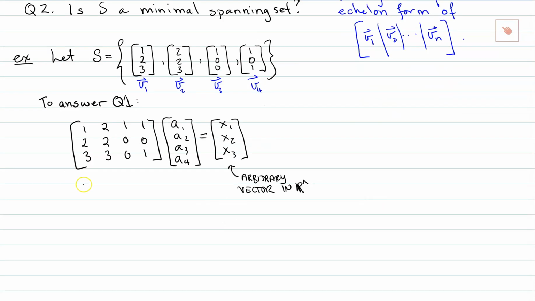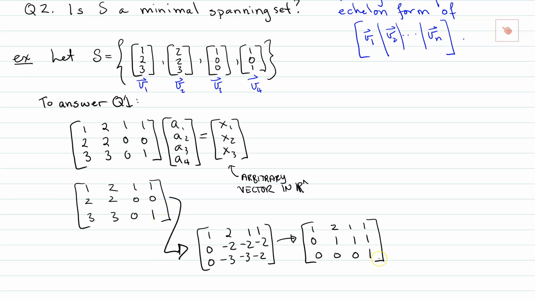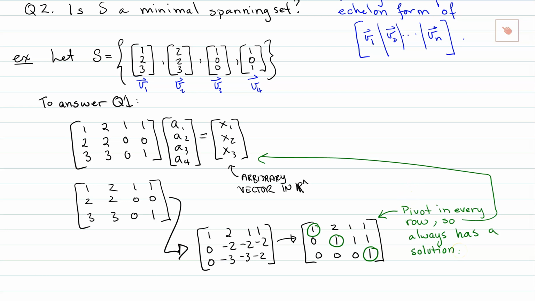So if I start doing my row reduction algorithm, and I'll spare you the details, that's my row reduced echelon form of the matrix of vectors up here. This matrix has a pivot in every single row. So that means it's not possible to get a row of all zeros, which would be the only scenario in which we would have no solution to our original equation. So this thing always has, in fact, infinitely many solutions because there's a free variable. So we know that the answer to the question, does S span R3, is yes.